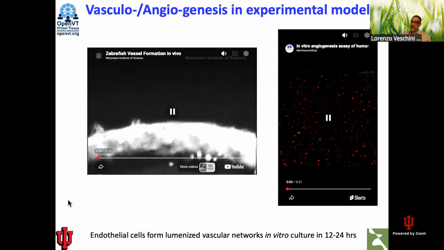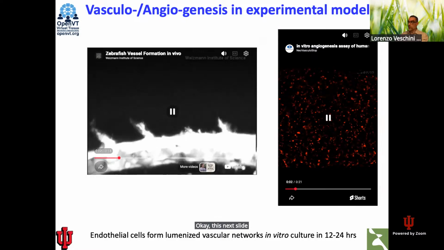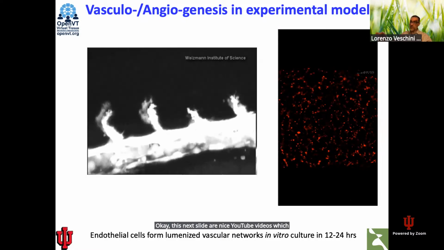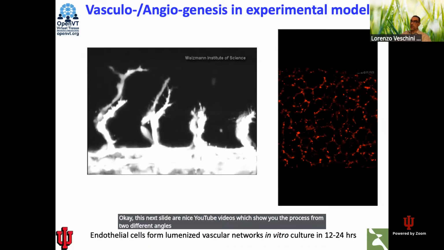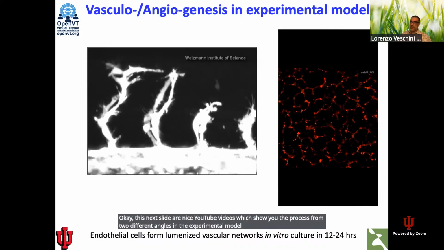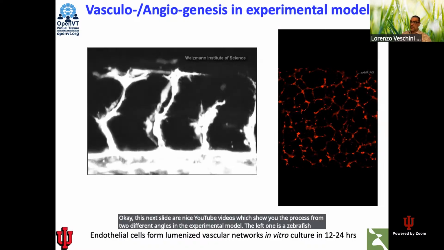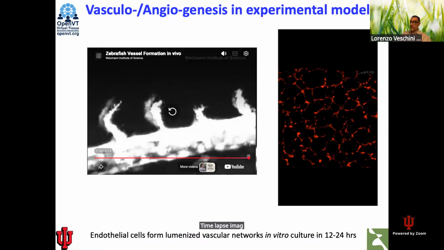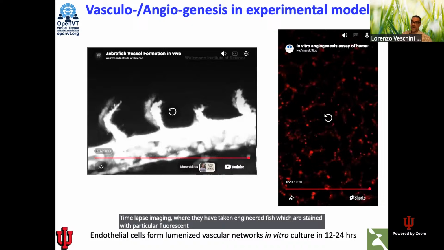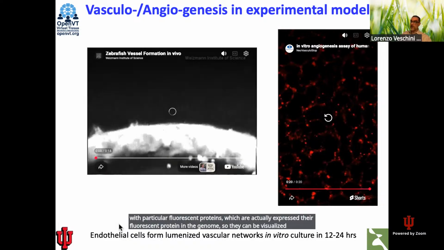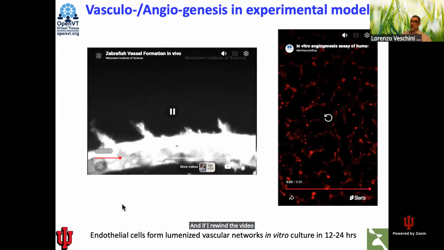These next slides are nice YouTube videos which show you the process from two different angles in the experimental model. The left one is a zebrafish time-lapse imaging, where they have taken engineered fish, which are stained with particular fluorescent proteins, which are actually expressed in the genome, so they can be visualized. And if I rewind the video, we can watch again.